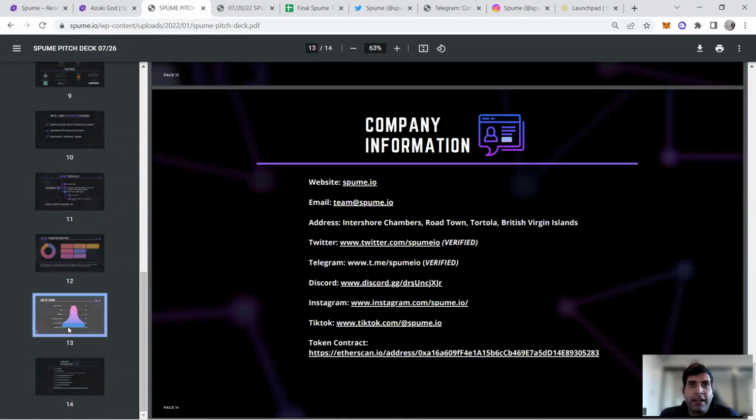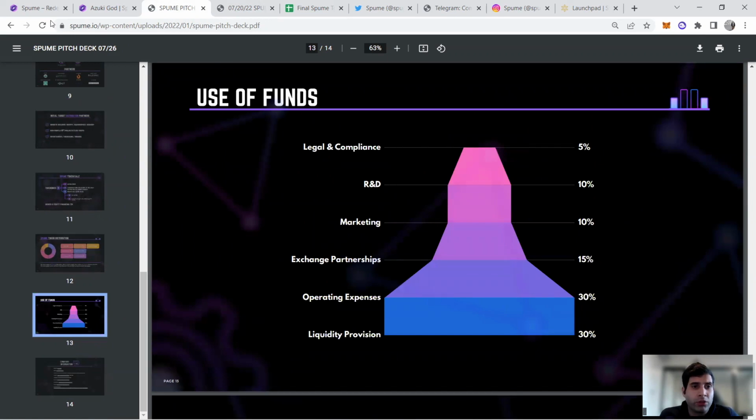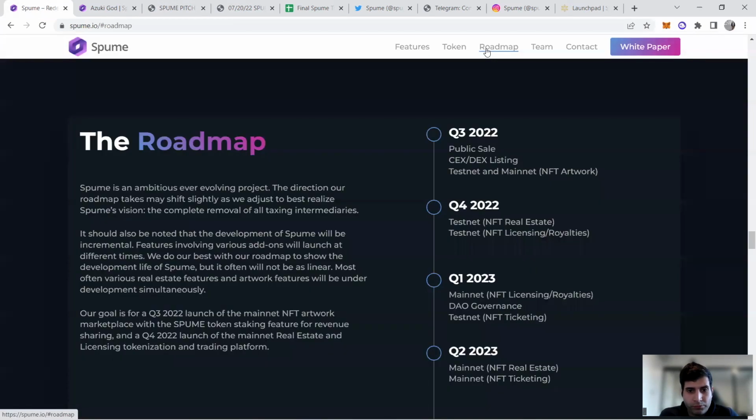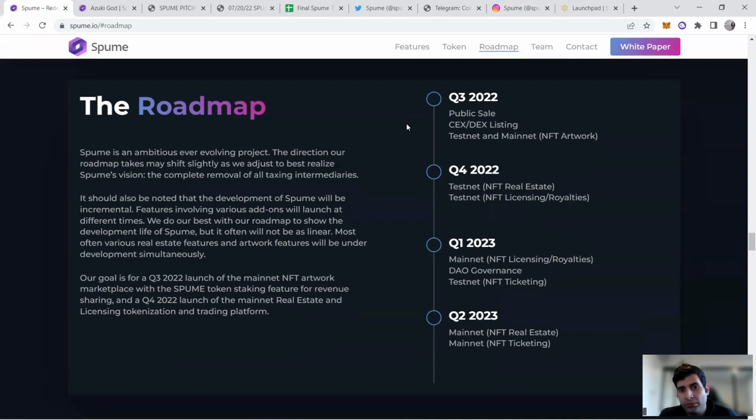In terms of the next stage, I would like to talk about the roadmap. So in Q3, which is now, public sale is happening in this month in August. Listing on CEX and DEX is happening. Testnet and Mainnet to be live.